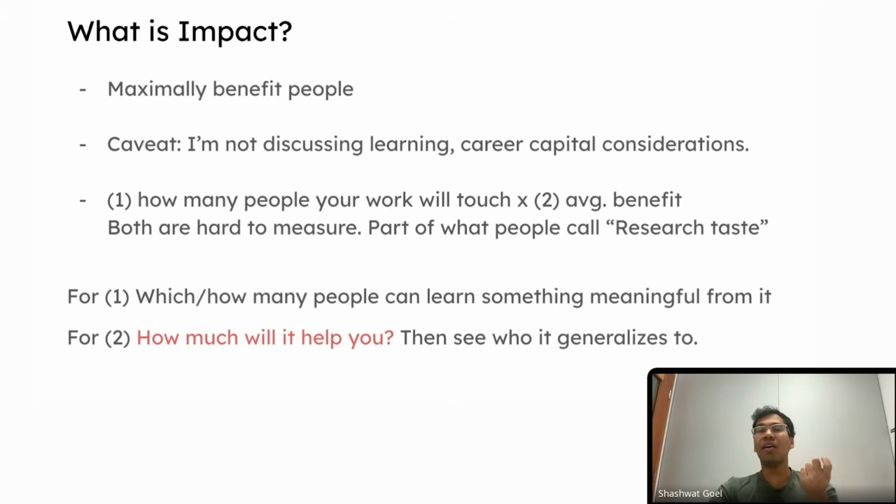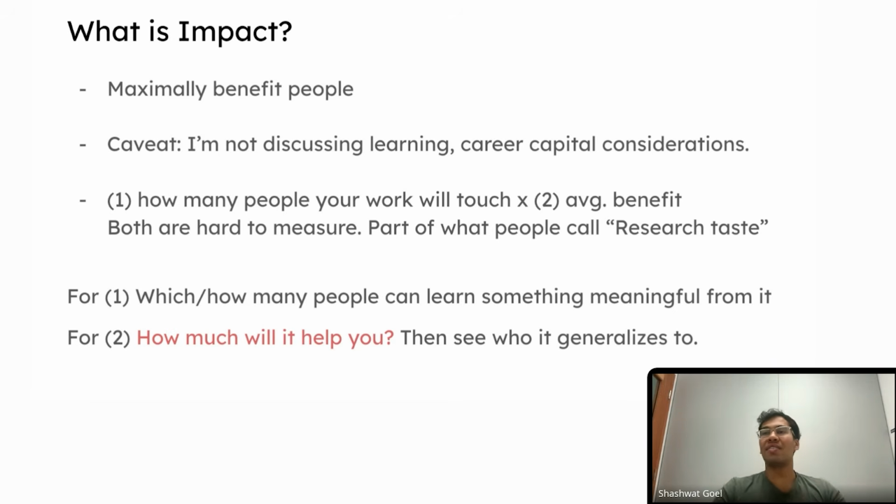And the second thing to ask here is, how do you even measure how much it will benefit people? I guess it's hard to know what people really want and what they will actually use. So the question I ask myself in this situation is, how much will it help me? If I'm going to do a project which doesn't help me in any way, and I'm not going to use it in my subsequent work or use it to inform my subsequent work, then I think that project is not very useful.